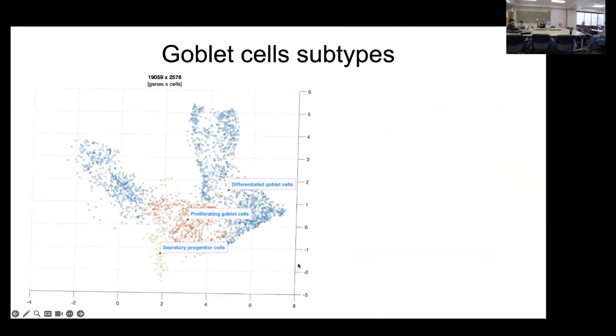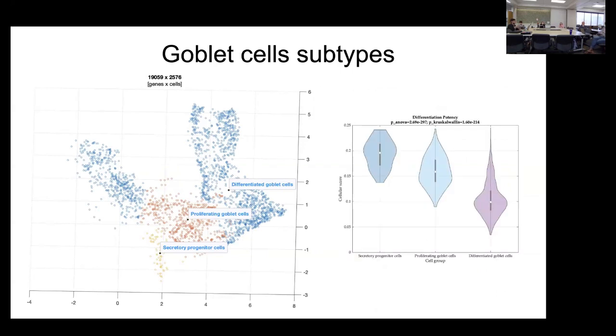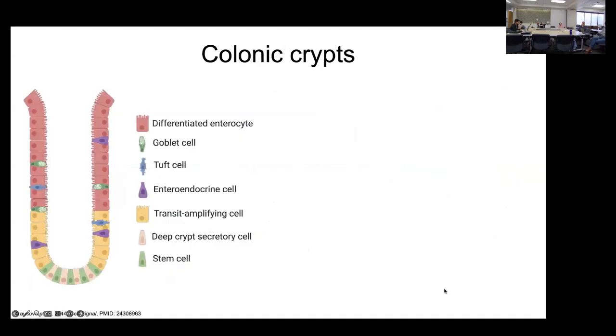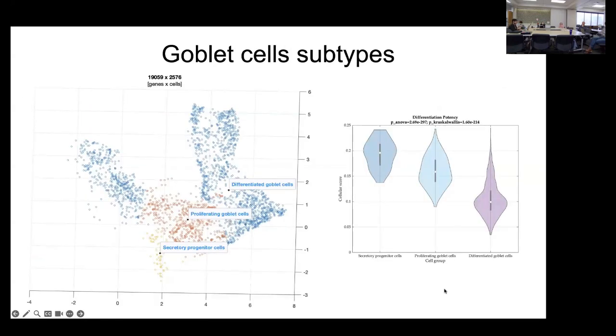This is what it looks like once you actually apply those cell types. So we have the secretory progenitor cells here. We have some proliferating goblet cells here, and then the rest, even though there's two lineages, I merged them just to simplify things. Those are the differentiated goblet cells. And actually, if we look at the differentiation potency, you can see that the secretory progenitor cells score really high, and the proliferating goblet cells, and then the differentiated goblet cells at the bottom. So this looks good. That's what I expect from this data.